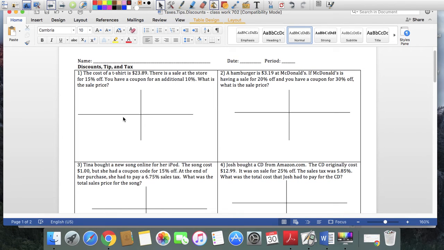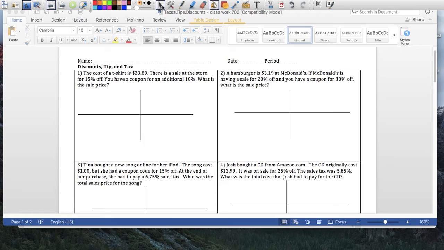So the first question, here you have a t-shirt. There's a sale at the store for 15% off, and then you have an additional coupon. The first thing you've got to know is you can't combine them. The store will never allow you to combine them to say that's the same thing as 25%, which it's not, by the way. So the first thing we're going to do is take 23.89, and if you take 15% off, it means you're paying 85%, right? So you have to pay for 85% of the t-shirt.